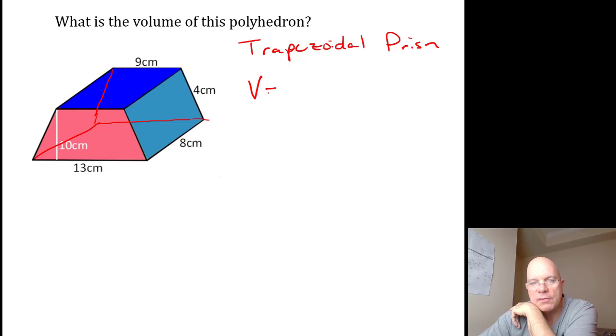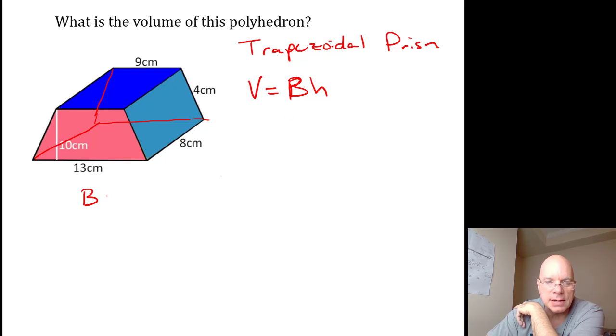So use the volume formula like you use it for any prism or cylinder. We'll do cylinders tomorrow. Use the volume formula, then you have to find big B. Well, since now we're dealing with a trapezoid, we need the formula for area of a trapezoid. 1/2 multiplied by base 1 plus base 2 multiplied by height. The parallel sides of this trapezoid are the sides I just highlighted.